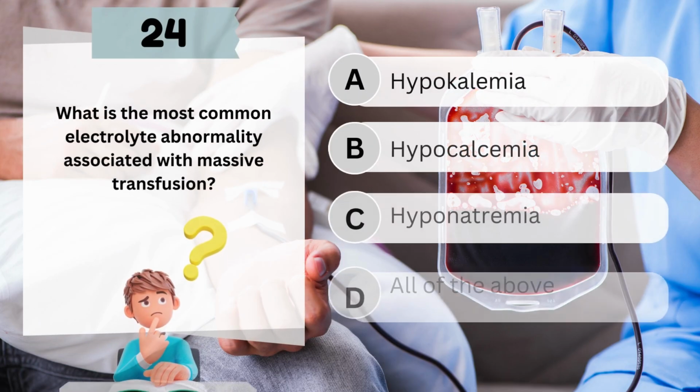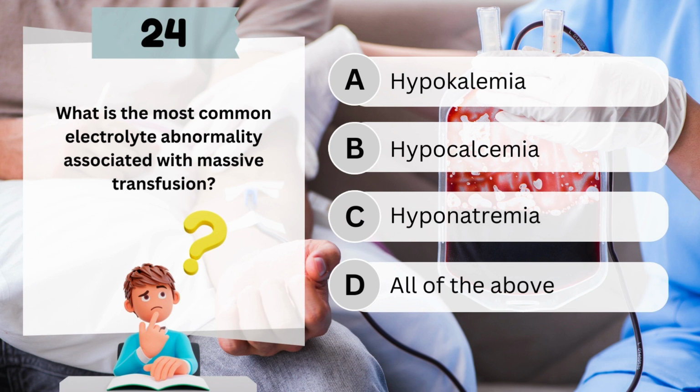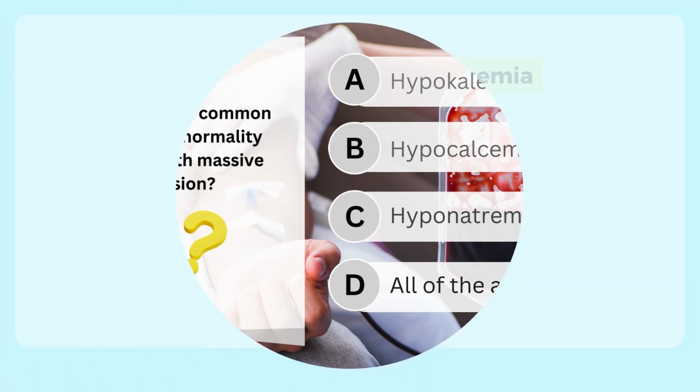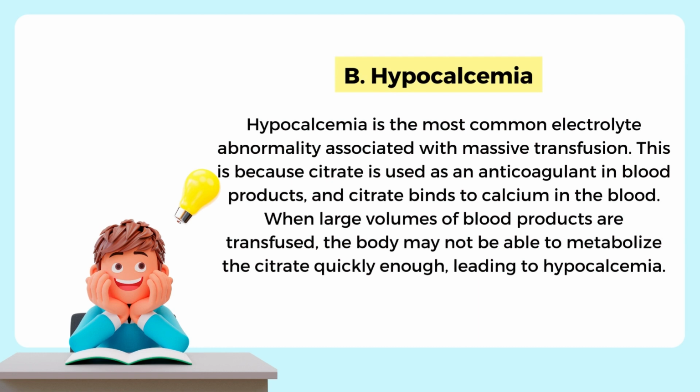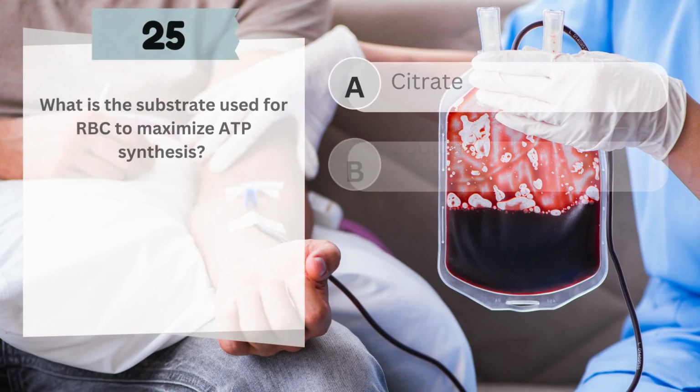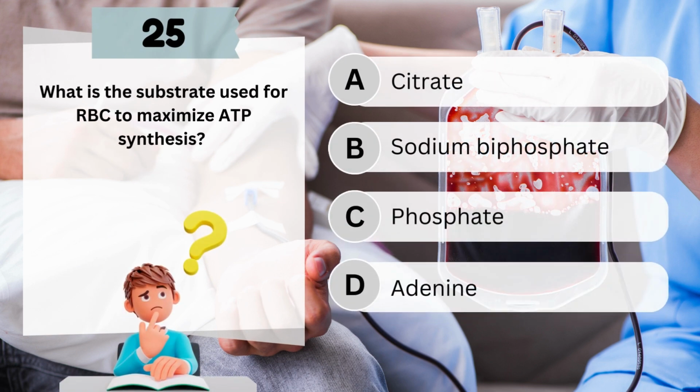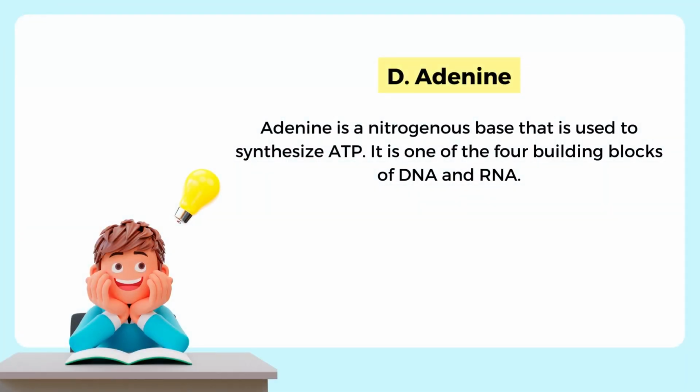What is the most common electrolyte abnormality associated with massive transfusion? The correct answer is B. Hypocalcemia. What is the substrate used for RBC to maximize ATP synthesis? The correct answer is D. Adenine.